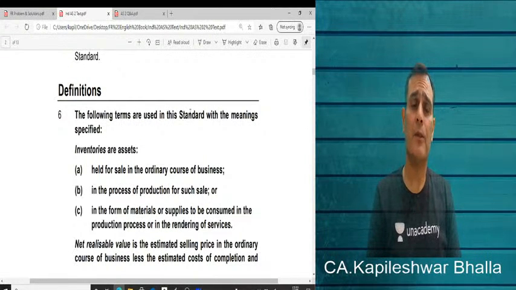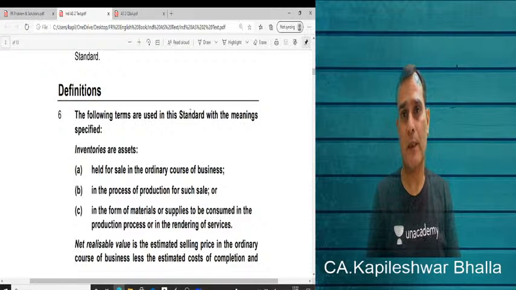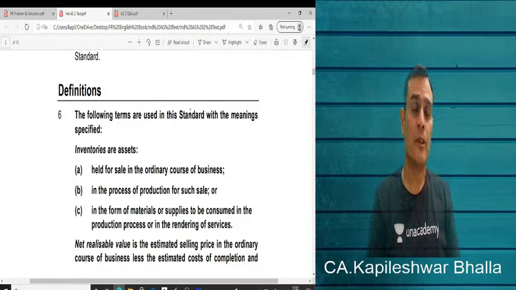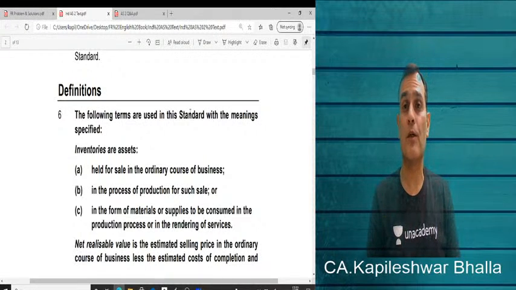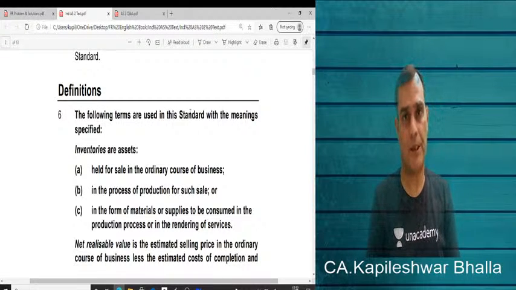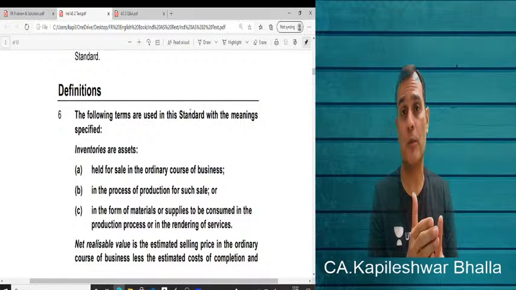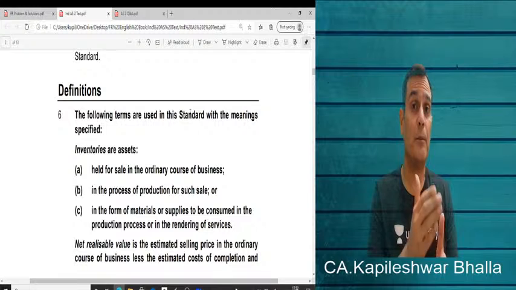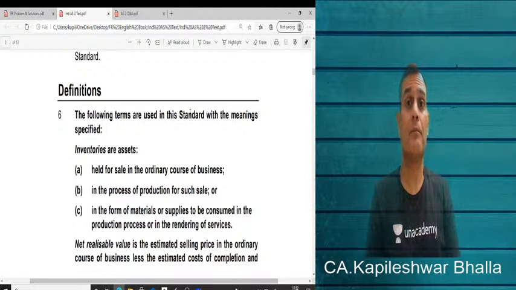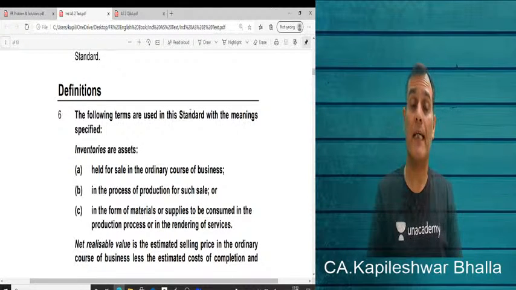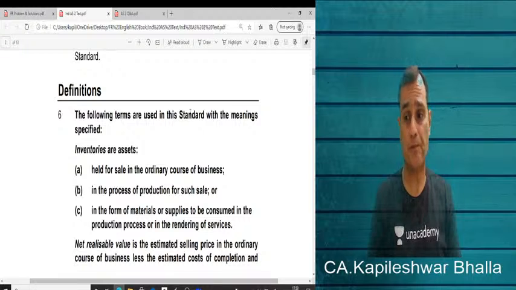Now, I remember, if you studied accounting standard 2 at the intermediate level, you would have also confronted another question: what is the status of machinery spare parts? Because we always confront the question, what is the treatment of machinery spare parts? Is it something which is to be treated as property, plant, equipment, or is it something which is to be treated as an inventory under Ind AS 2?